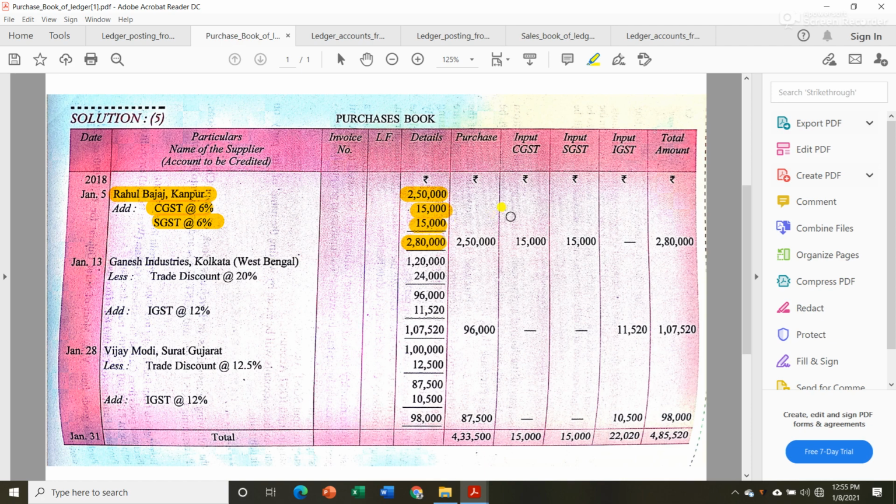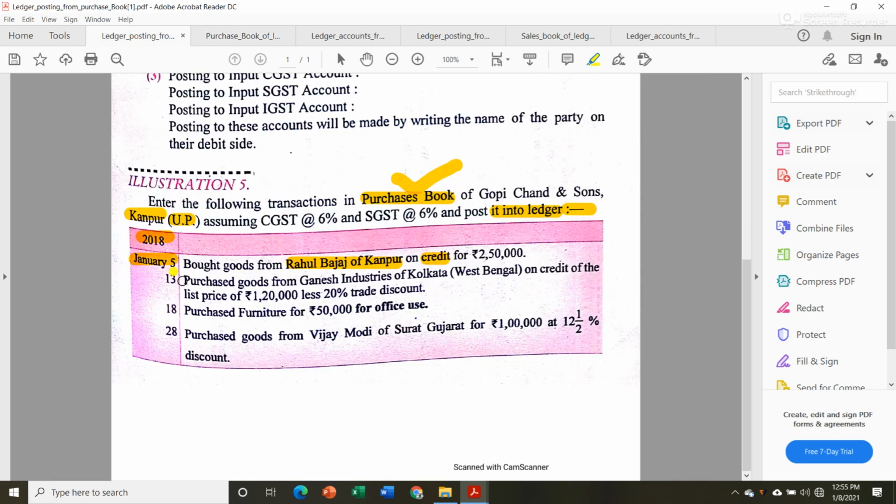Since this question has input CGST, SGST and IGST, we are going to provide columns for all these 3 GST. 2,50,000 is the purchases value, then input CGST is 15,000, input SGST is 15,000, so total amount will be 2,80,000. Now let us see the next transaction.